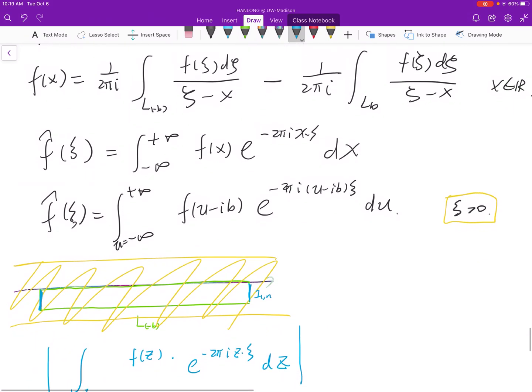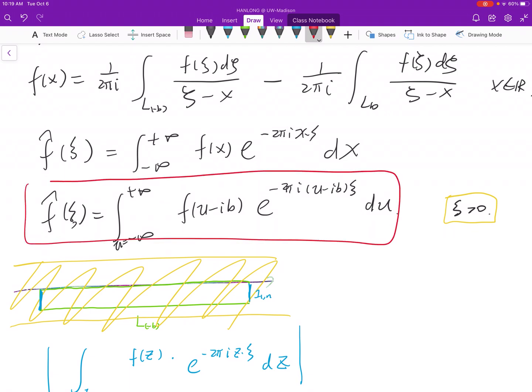So that's an estimate. Therefore, as a conclusion, we know how to shift the line. So this is exactly what we mean by shifting lines.